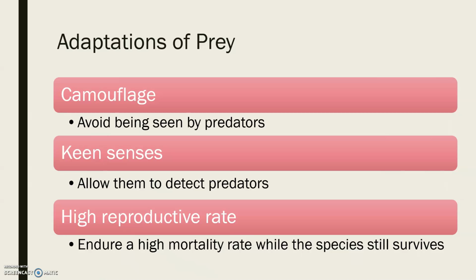Prey have keen senses to allow them to detect predators. An example of this is the location of eyes on prey. They are often side-facing, which allows them to have a greater range of vision. Many prey also have a high reproduction rate that allows them to endure a high mortality rate.